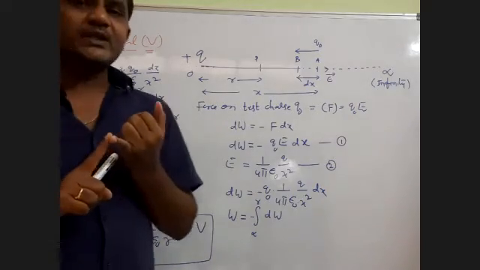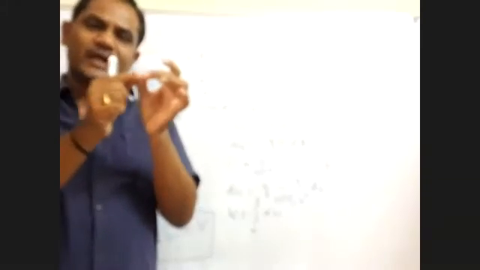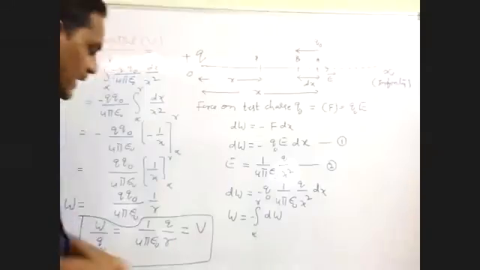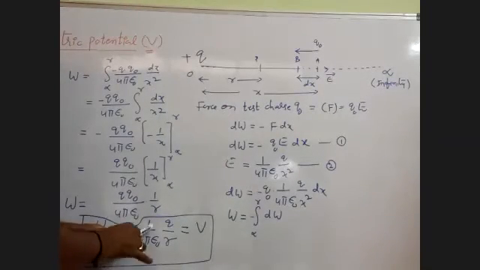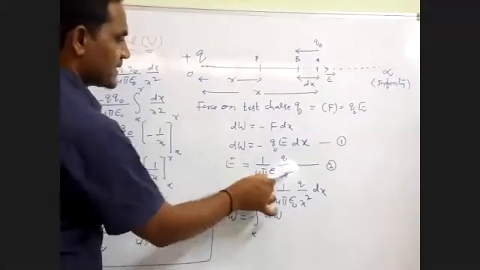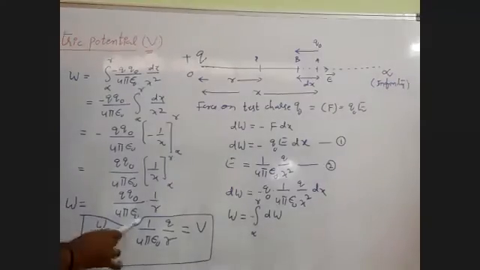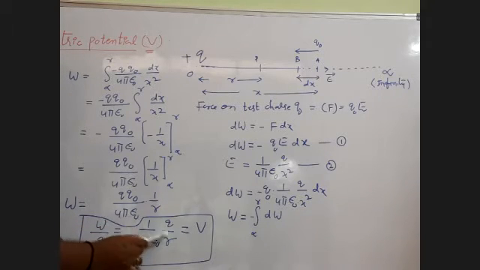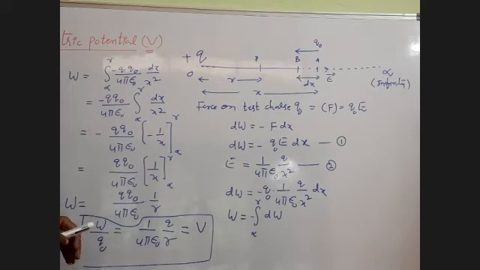Electric field strength due to the point charge q at the distance r is 1 by 4 pi epsilon naught q by r square. Electric potential formula is 1 by 4 pi epsilon naught q by r. So E is inversely proportional to r square, whereas the potential is inversely proportional to r. Electric potential is inversely proportional to r.